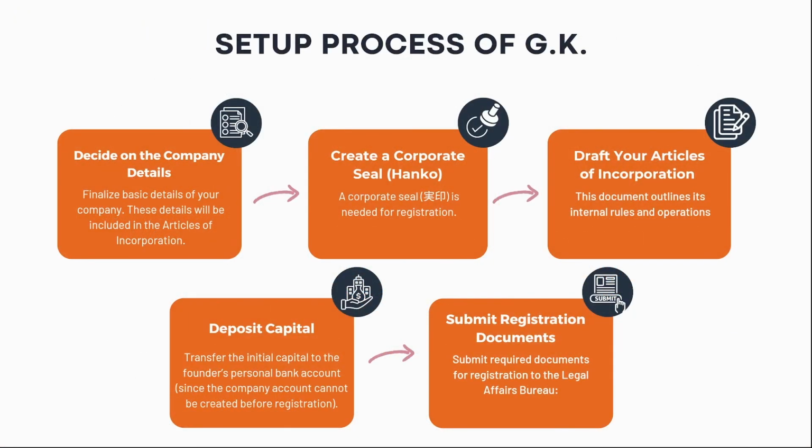Now that we have identified who should consider a GK, let's go over the steps involved in setting one up. We'll go over each step one by one in the coming slides, so we'll just give an overview of the key steps here. So first, you have to decide on your company details. Then you have to create a seal for your company. Then you have to draft your articles of incorporation and deposit the capital into a bank account. We'll talk about that later in more detail. And finally, you submit your registration documents. With the right preparation and guidance, setting up a GK can be very smooth and efficient. So let's get into each step in detail.